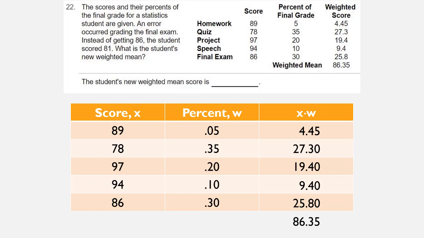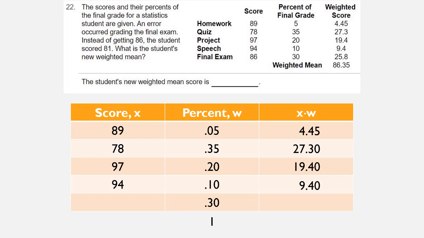So when we're calculating a weighted mean, we always have to take the sum of the x times w's and divide by the sum of the w. So let's calculate the sum of the w. When we add up the column for percents, we get 1. And so now let's go ahead and replace that last score with a new score.